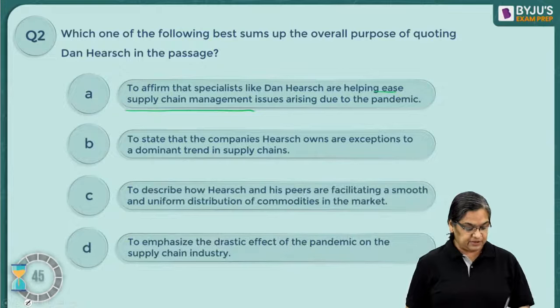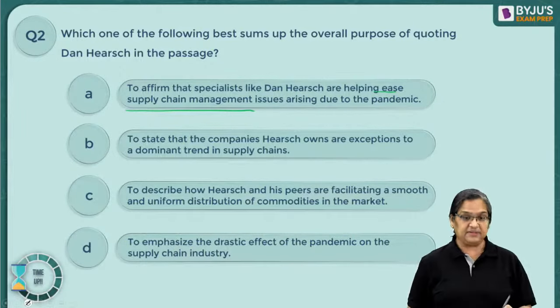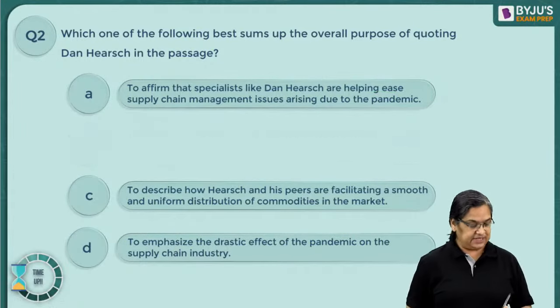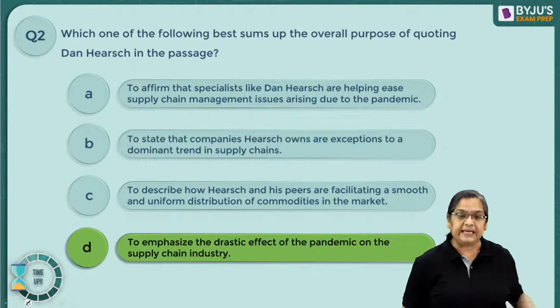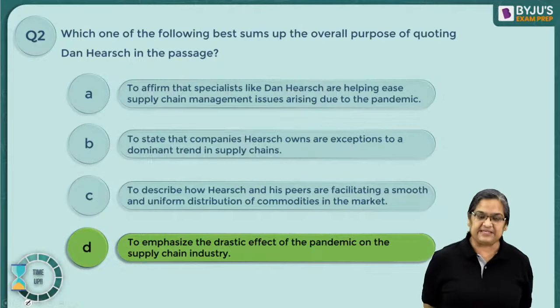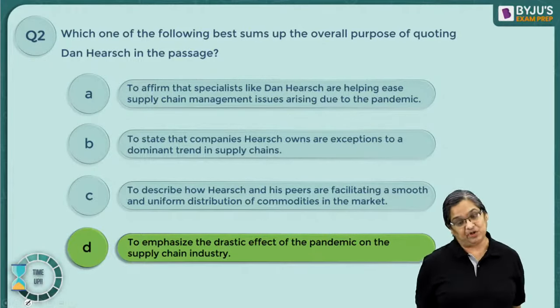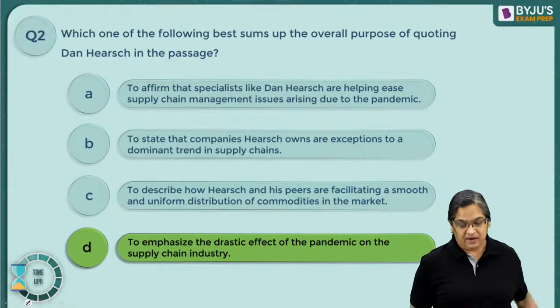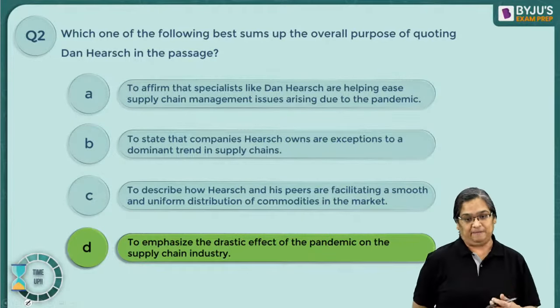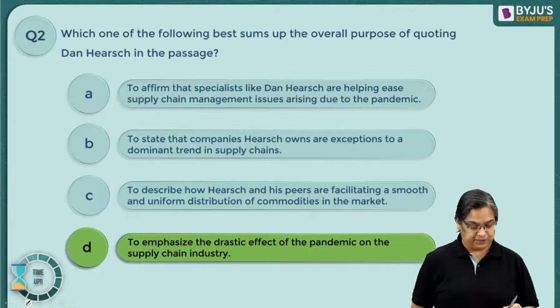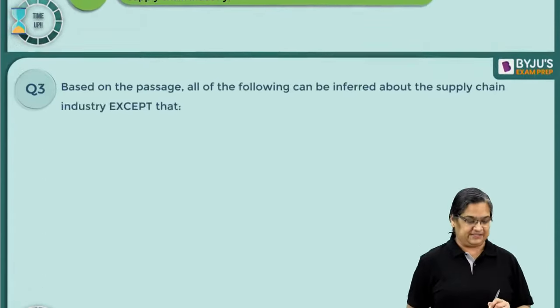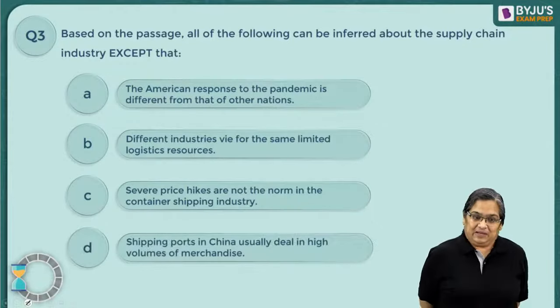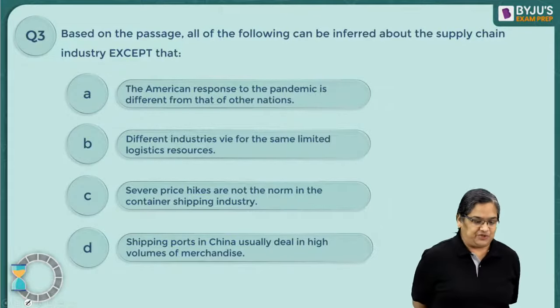So the answer to this question would be, some of you got that right, D, to emphasize that, look, the system is bad. Because Dan Hirsch says, no, no, no, you are being very mild by saying it's wonky, it's actually broken. All right, all those who got D, excellent. Let's look at the third question.